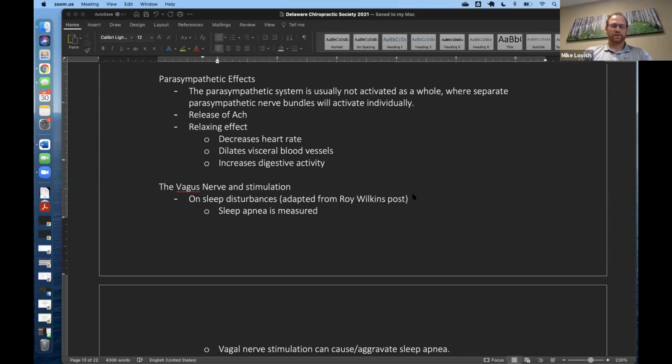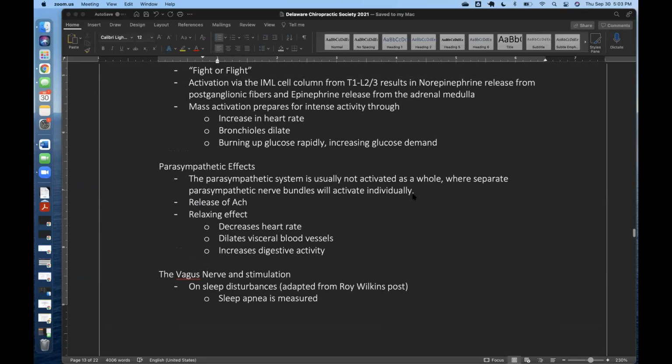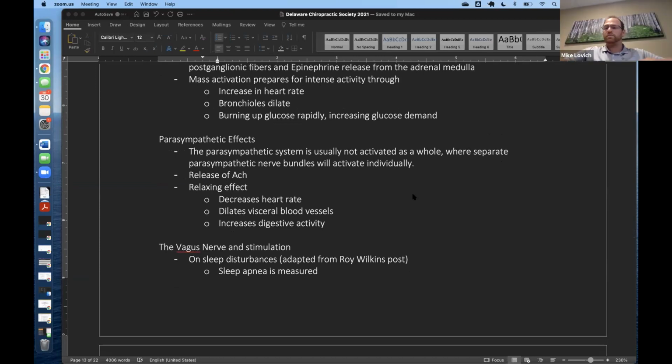All right. So this is where we left off. I'm going to review some of the key points that I was trying to get across in the parasympathetic system, which is essentially the counterpart to sympathetic. When you have sympathetic activation, which comes from the IML cell column from T1 to L2 in your spinal cord, which receives information from your hypothalamus and your mesencephalic reticular formation. In other words, sympathetics come from hypothalamic and midbrain activation.